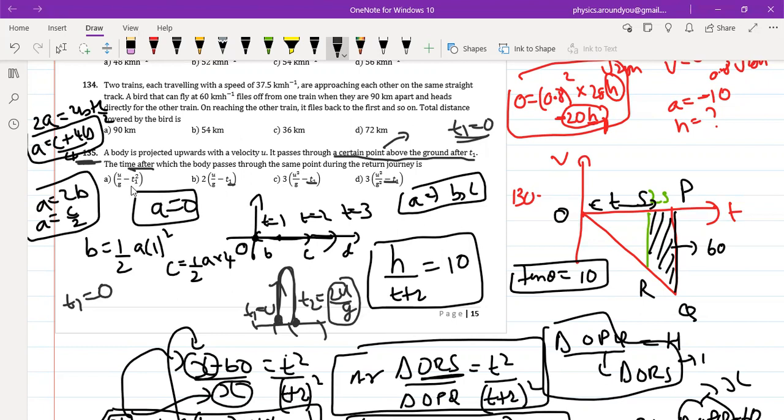If you put T1 as 0 here, you get only u by g. If you put T1 0 here, you get 3u square by g. If you put T1 0 here, you get 3u square by g square. But if you put T1 0 here, you get 2u by g. Hence, this should be the correct option. The time after which the ball reaches the ground, 2u by g, would be only if T1 is 0. So you put T1 0, you should get T2 as 2u by g.